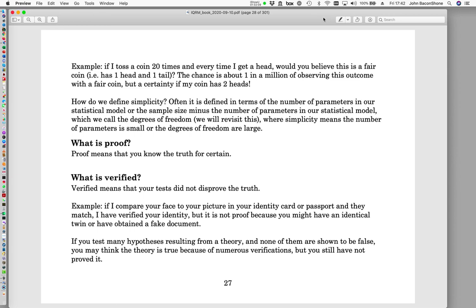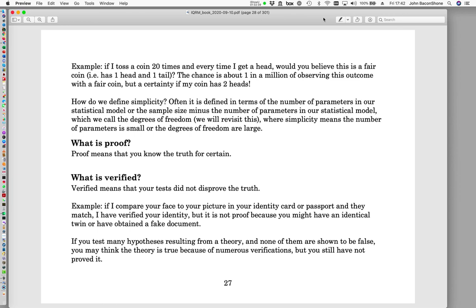What about simplicity? So I'm sort of going to wave my hands around a little bit here. We will talk about this a little bit later on when we come to the statistical models. Often we define simplicity in terms of the number of parameters in our statistical model, meaning the smaller the number of parameters in our statistical model, then the simpler that model is. The more parameters, the more complex.